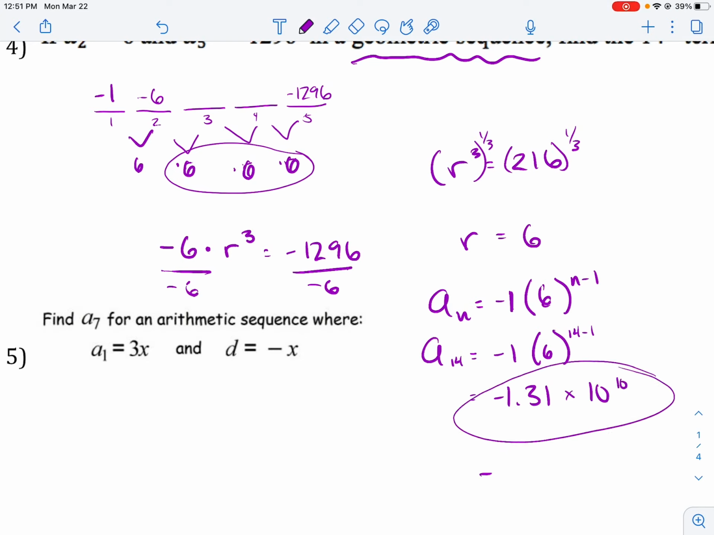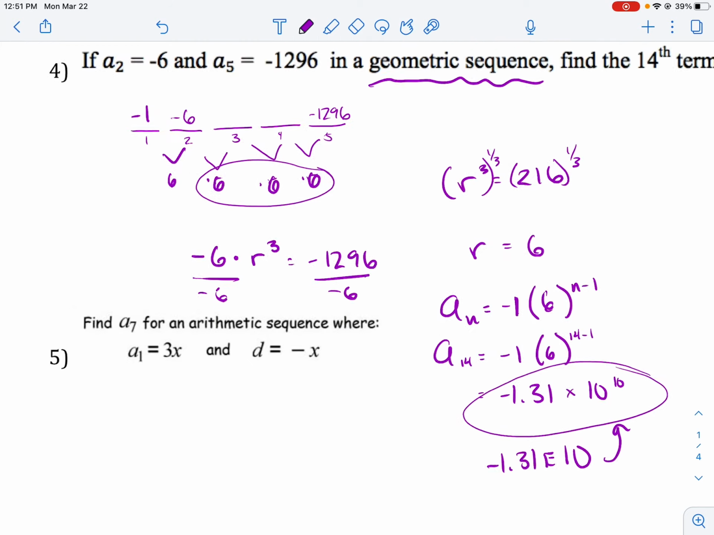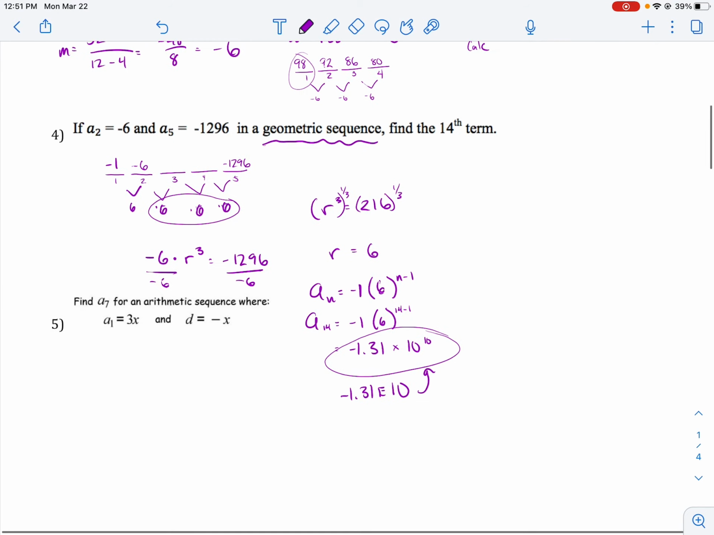In this case, your calculator would look like this. E to the 10th, which basically means that guy right there. Okay? Which makes sense, right? It's going to be a really negative large number, right?